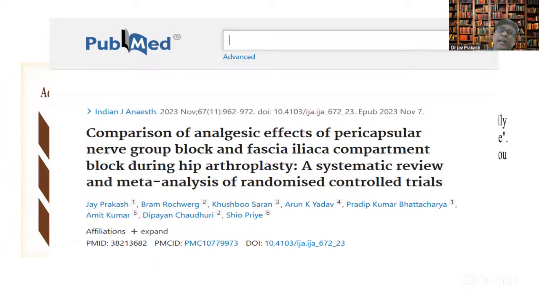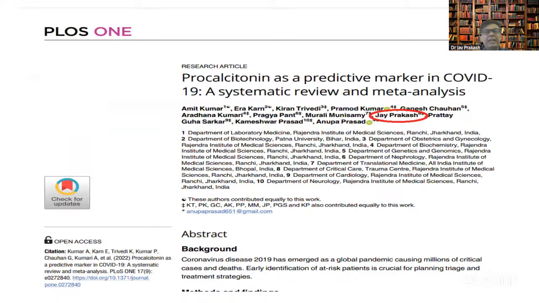If you look at these studies, you will feel that most of them are in favor of the PENG block. But if you go through the fossa iliaca compartment block, the FICB, you will feel that a few studies, although the sample size is large, are in favor of FICB. So with this contradiction, how will we go? Again, suppose exactly the same happens.